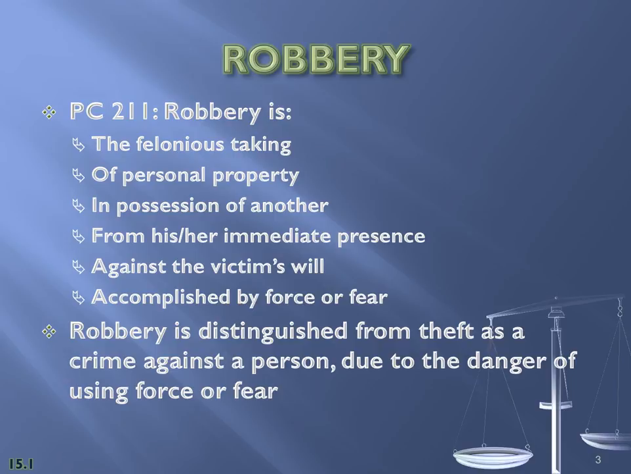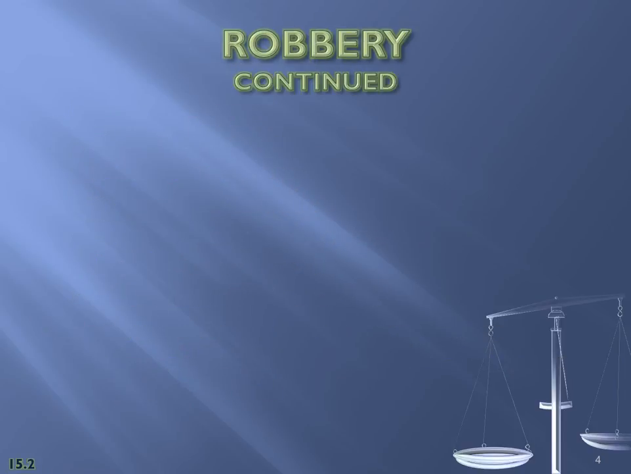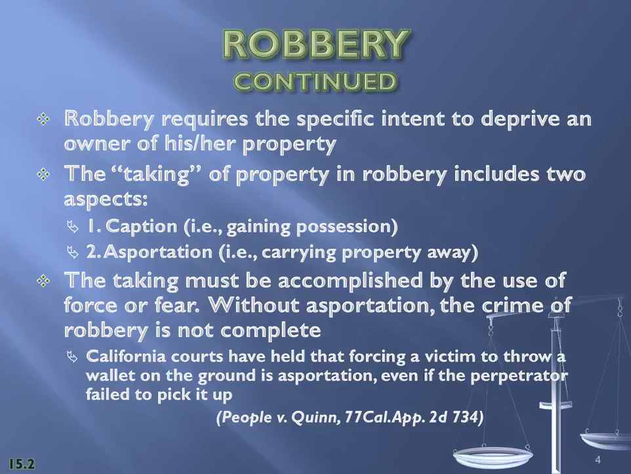Now, the corpus delicti of robbery may be proven by circumstantial evidence. Thus, where the victim is assaulted and rendered unconscious and awakes with his property missing, it may be properly inferred that the elements of robbery have been established, and that's People versus Hubler. We'll talk about the elements of robbery in just a few minutes. So a little bit of review here.